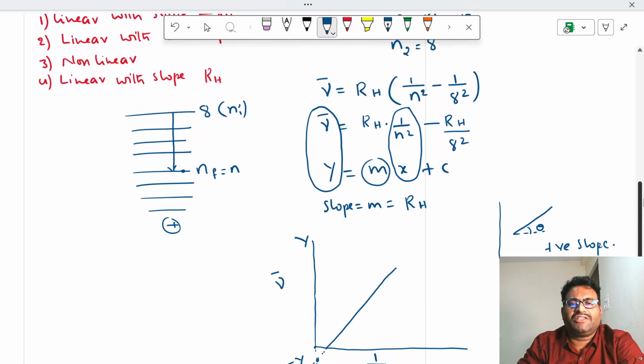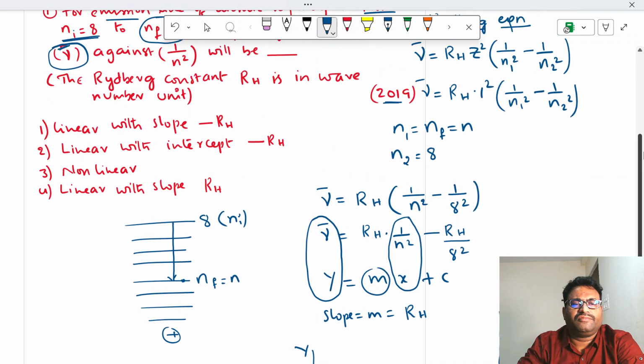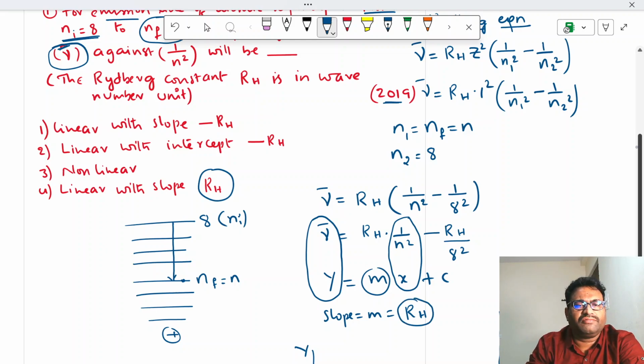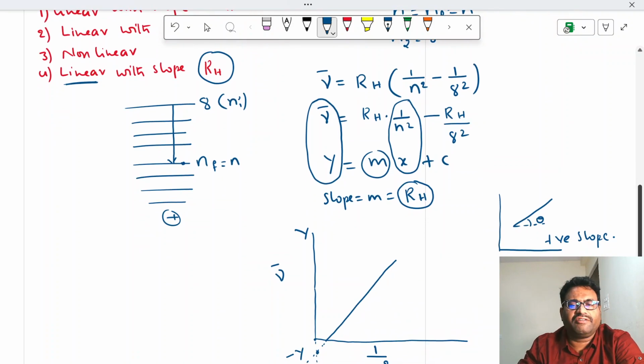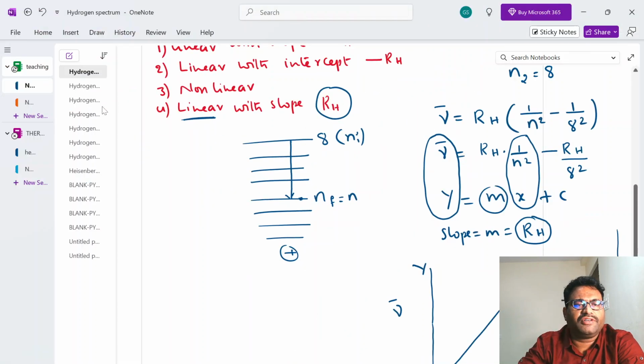So what will be the answer now? If you see, the slope is RH. M is equal to RH. So slope is RH, not minus RH. And it is linear slope. The graph is linear with slope RH. Okay, so that is with the question. Next question.